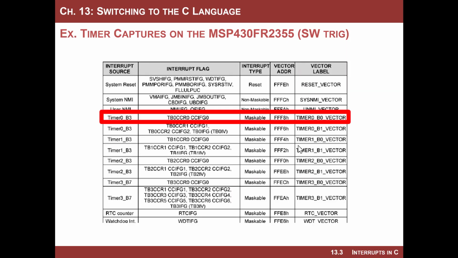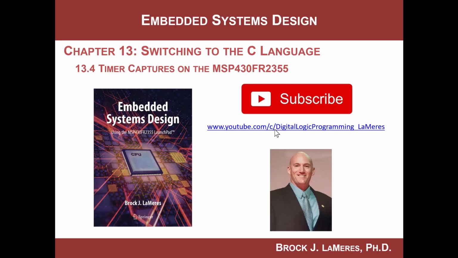When this happens, I will say that the captures can have their own interrupt vector address. They're the same flags and same vector locations as are used by the compares. I highlight this right now, but for this example, we're not going to use it.